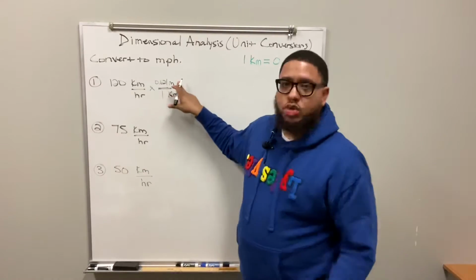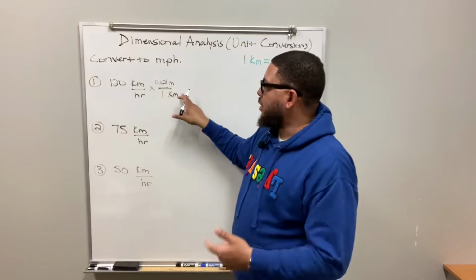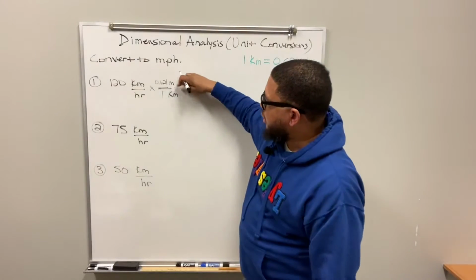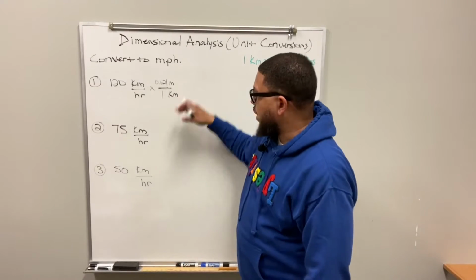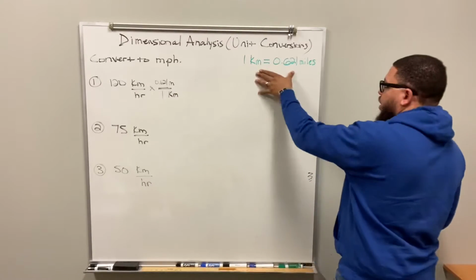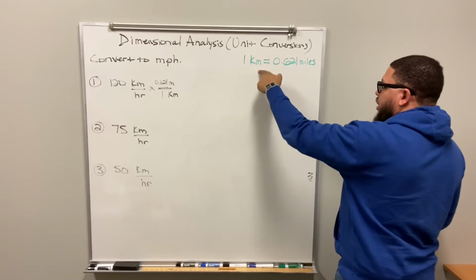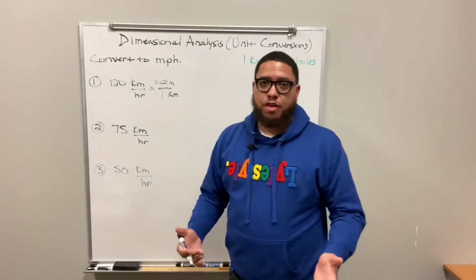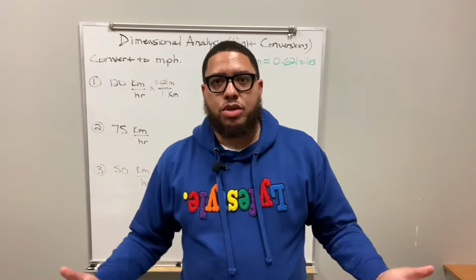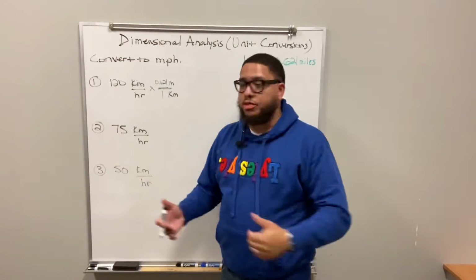Because the value in the numerator is the same as the value in the denominator, if I divide this by this, I would get 1. This value is equal to that value, because we know this from right here. This is our conversion factor: 1 kilometer equals 0.621 miles. You're free to look that up and verify it just in case you don't believe it.